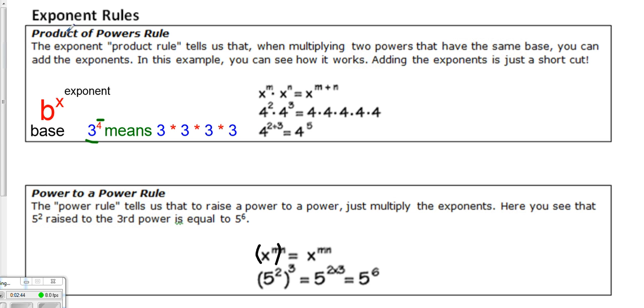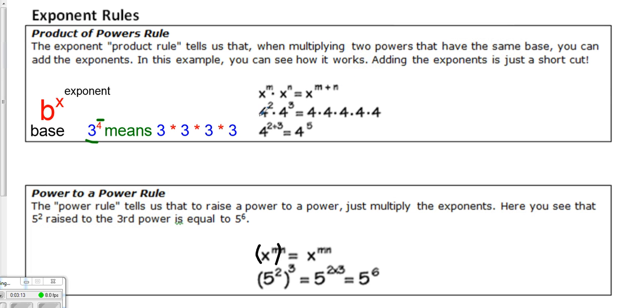So we have a rule for the product of powers. The exponent product rule tells us that when multiplying two powers that have the same base, you can add the exponents. In this example, you can see how it works. Adding the exponents is just a shortcut. So anytime you have x to the m power times x to the n power, it's the same as just saying x to the power of m plus n.